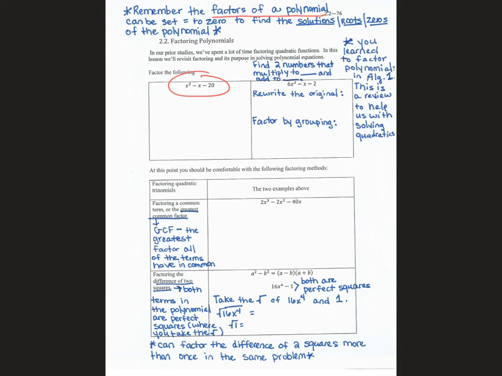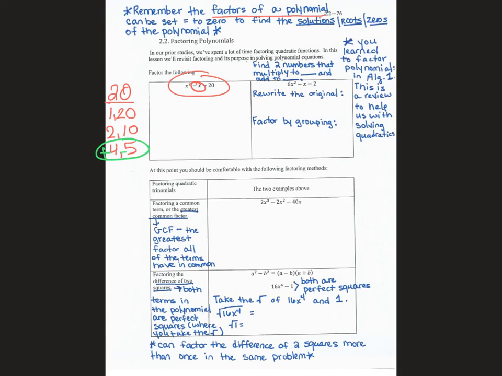First, we need to come over to the side of our paper, and we need to write down the factors of 20. You know, the factors are the things that we multiply together to get 20. So we would have 1 and 20, 2 and 10, 4 and 5. Now we need to look at those factors and ask ourselves, which one of these could I add or subtract in some way to get -1? The answer would be 4 and 5. I need a +4 and a -5.